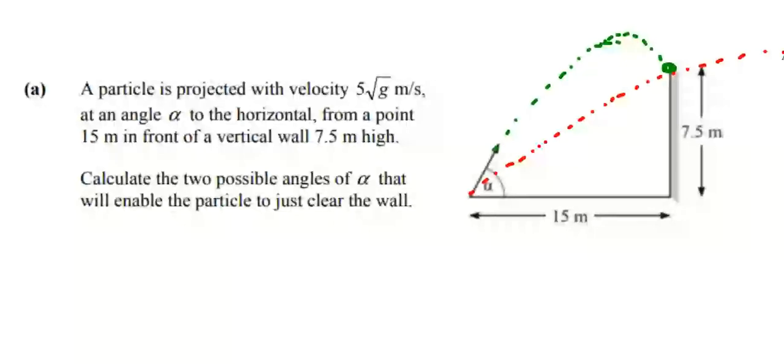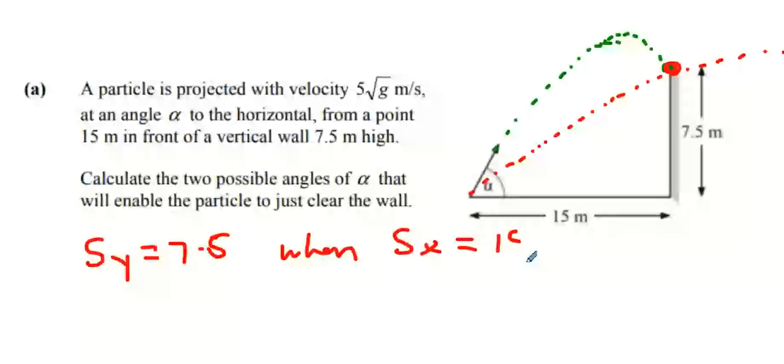Okay, so what we can all say is that at the same time, Sy equals 7.5 when Sx equals 15. This happens at the same time. That's the key thing. Same time. We okay with that? Now, there's two different ways about going about this. We're going to set up our formulas with them.